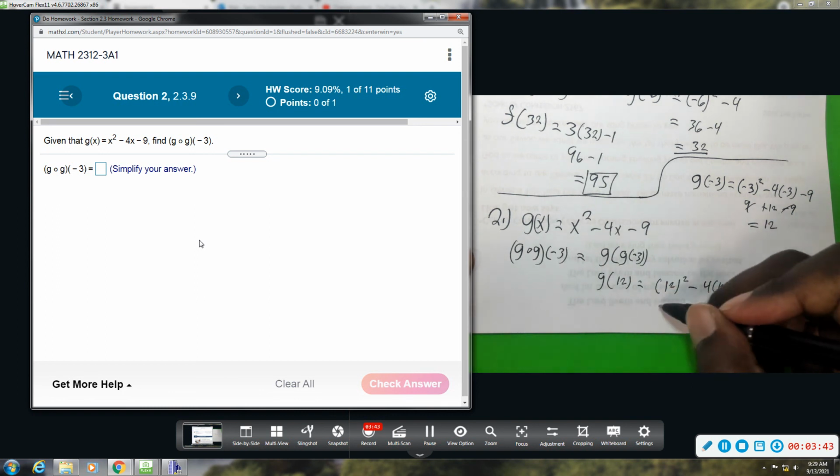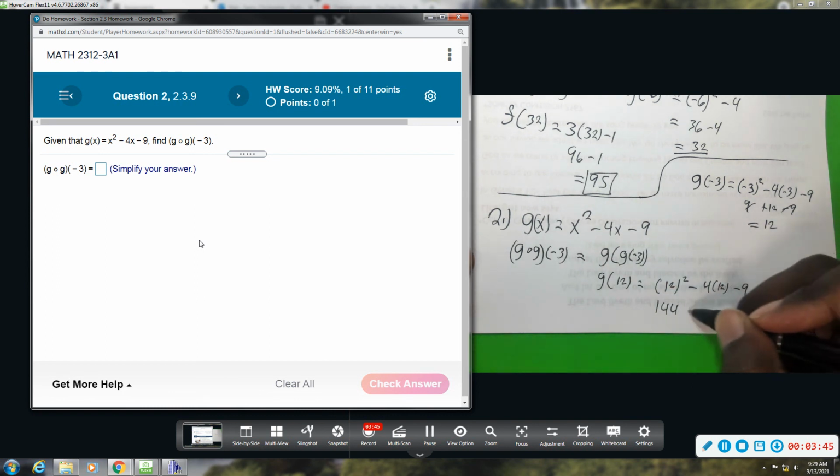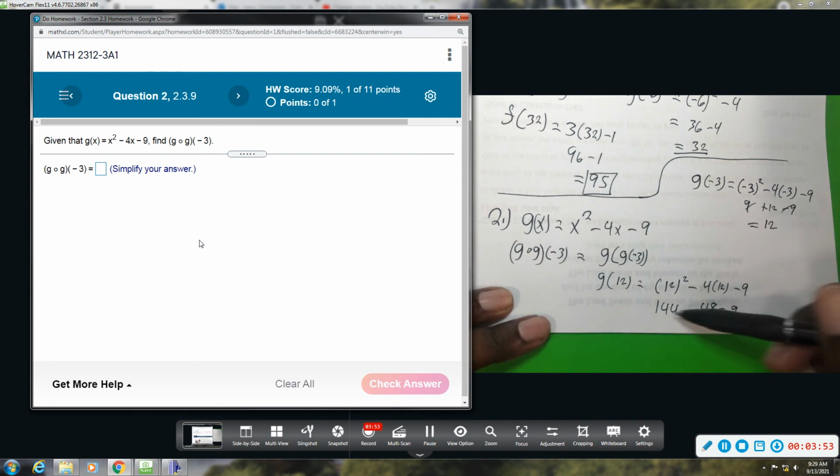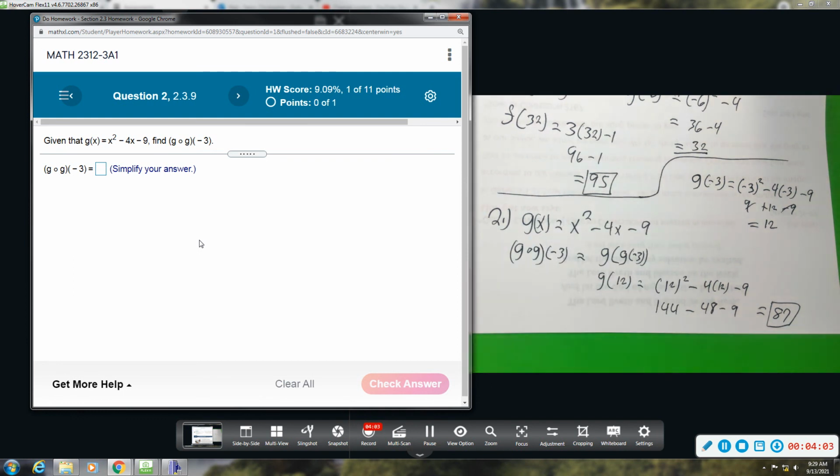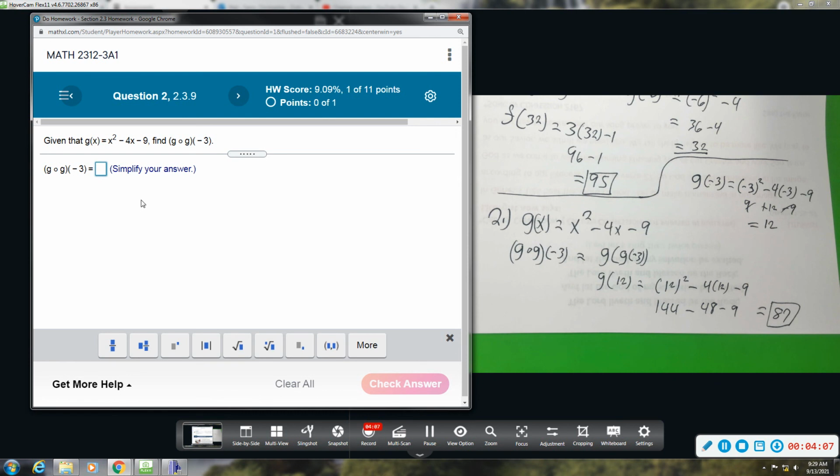So this gives me 144 minus 48 minus 9. Okay, so if we do the math here, that will give us 96. 96 minus 9 looks like 87. So when you do composition of functions with g composed of itself, g composed of g of negative 3 is 87.